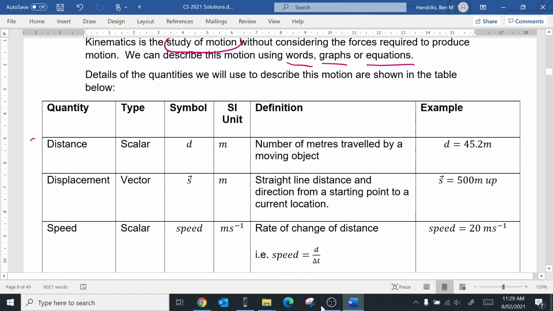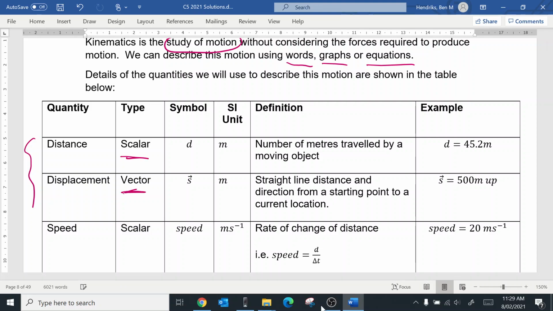So distance and displacement, for example. Distance is a scalar, displacement is the vector. We represent distance with the symbol d, whereas we represent displacement with the symbol s. They both have the same units, meters. An example of distance is 45.2 meters. An example of displacement is 500 meters up. Just notice that we have this direction in here.